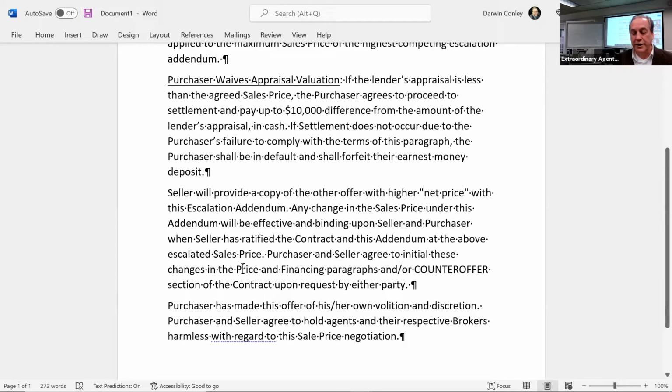Purchaser and seller agree to initial these changes to the price and to the financing paragraph and or counteroffer section of the contract upon request by either party. So it should be done. If we're making any change, here's what we know. If we're making any change to a purchase agreement, then that change constitutes a counteroffer. If you will, they've actually rejected the initial offer and have made a counteroffer back to the purchaser.